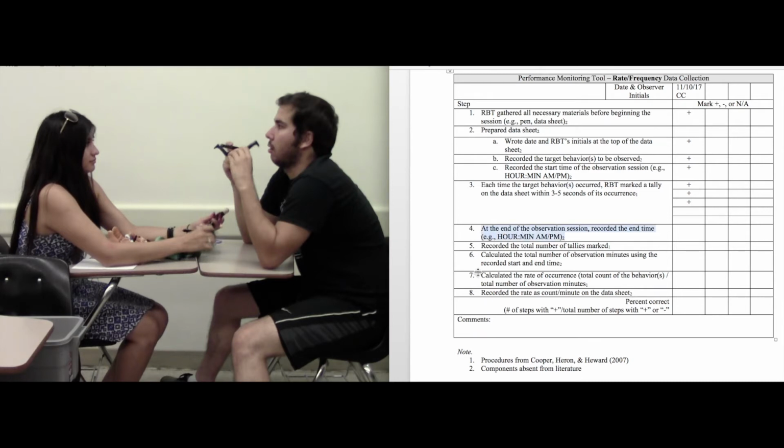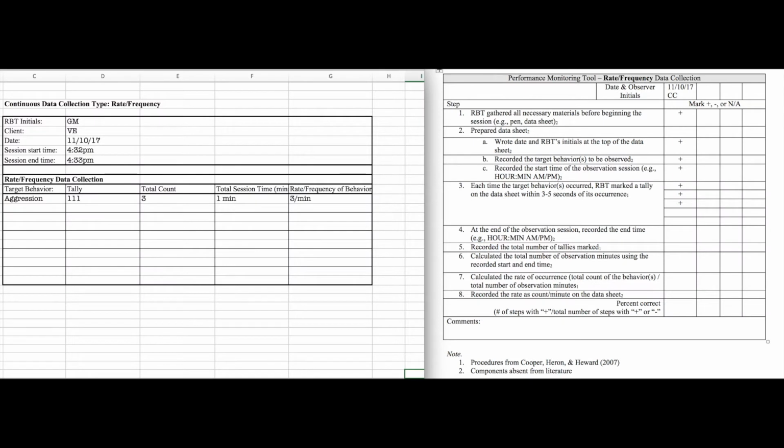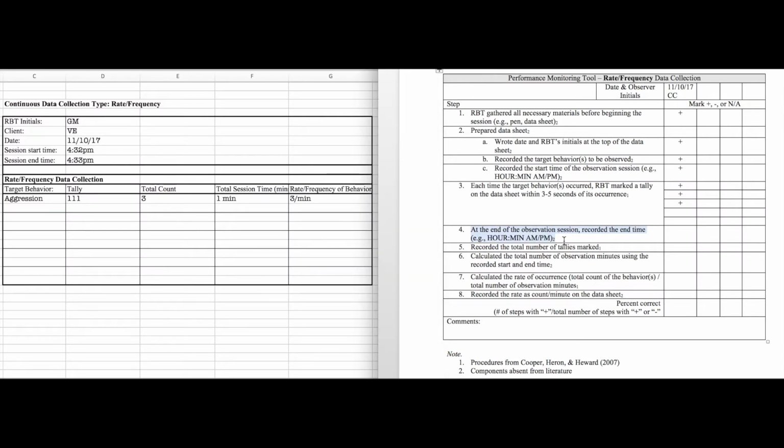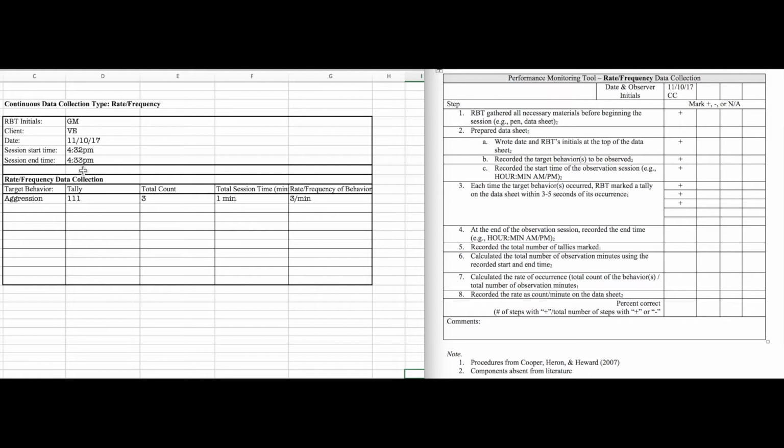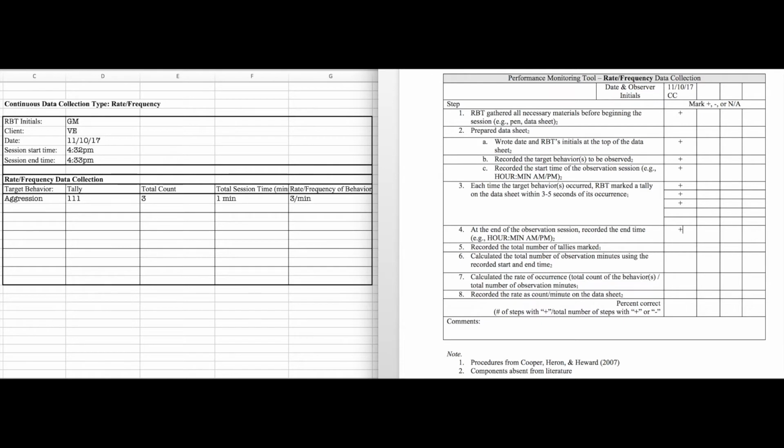For this, we're going to go back to the datasheet to make sure that she performed the following steps correctly. So we're looking at step 4. At the end of the observation session, here we can see that Grecia recorded the end time. She started at 4:32 and she ended at 4:33 p.m., which she marked under session end time. So for this step, she gets a plus.